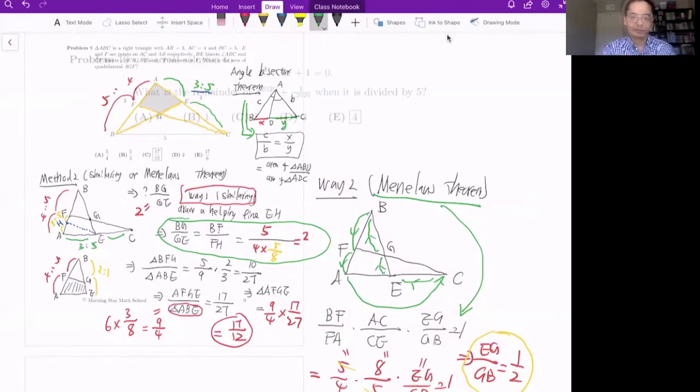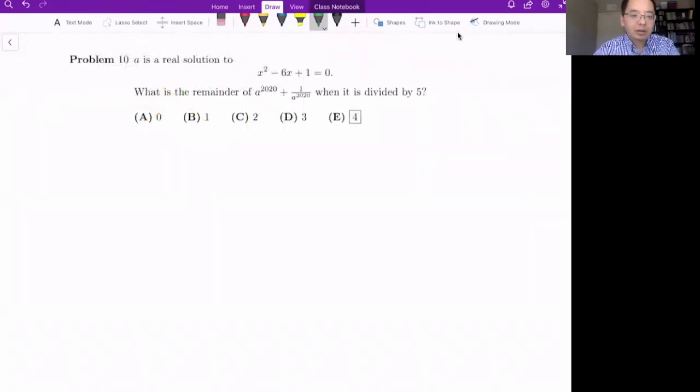All right. Now let's look at number 10. Number 10 says A is a solution to this quadratic equation, x squared minus 6x plus 1 equals 0. Now we want to find A to the power 2020 plus its reciprocal to the same power. We add them together. What's the remainder when divided by 5?